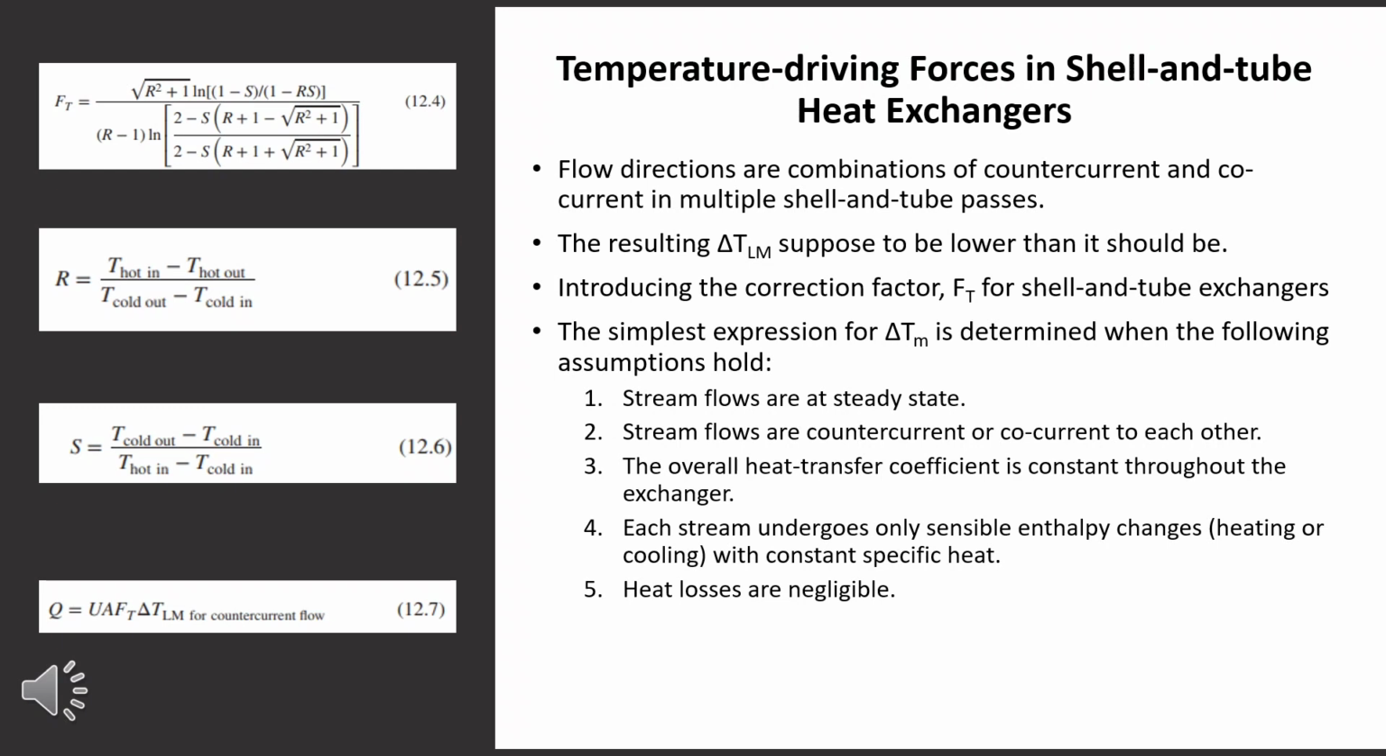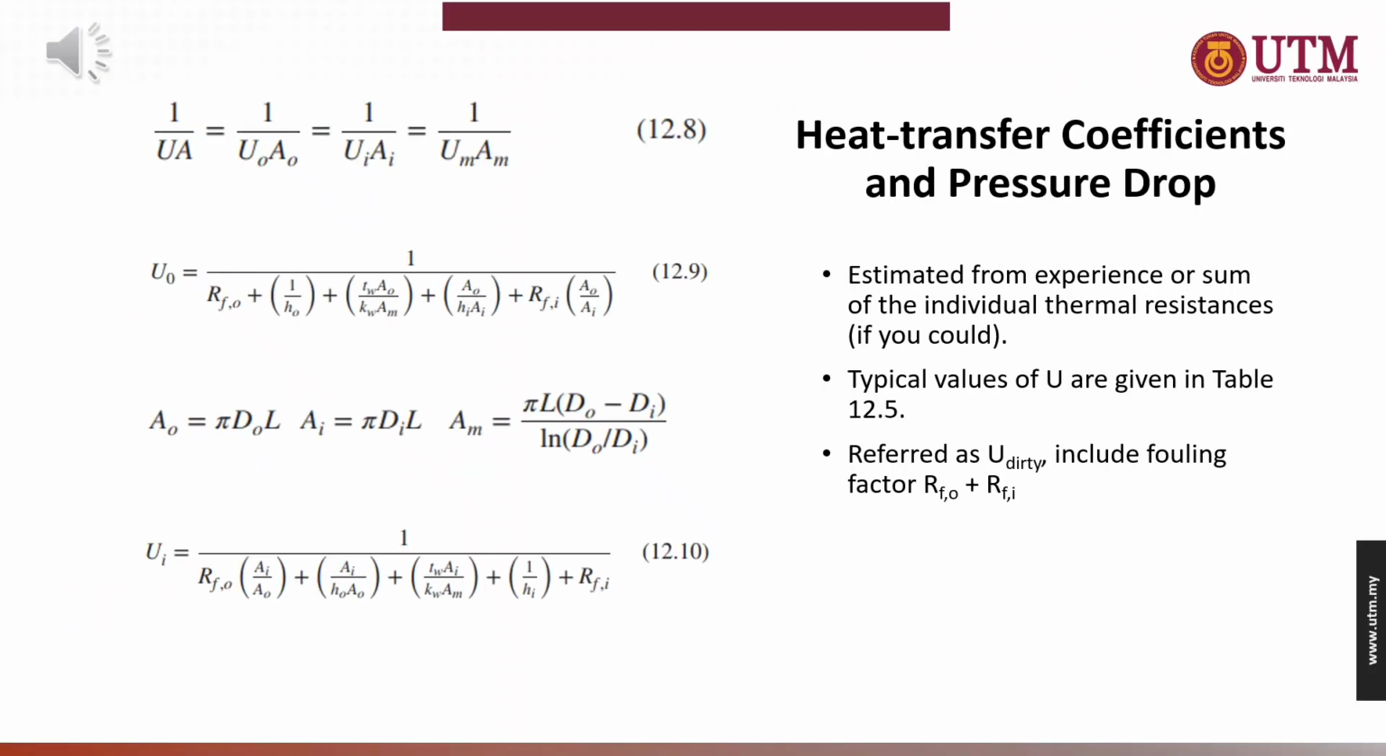To calculate the true mean temperature driving force, the correction factor can be calculated by using equation 12.4. Since the values are approximate, the basis for the area is of no concern. Typical estimates of heat transfer coefficient for shell and tube heat exchangers are given in Table 12.5. The values include a fouling factor contribution referred to as total dirt, equal to RF outer wall plus RF inner wall.